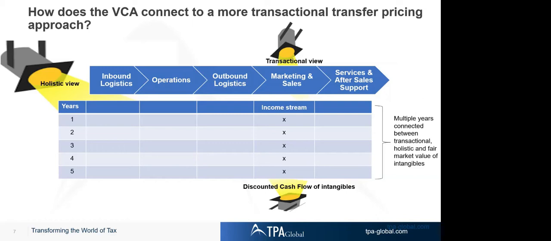So that is the holistic view in this picture. Occasionally you have, in this case, the marketing and sales activity, if that is a brand related activity, generating an income stream of X for 5 years time, then you can apply a discounted cash flow on that and come to the value of the brand. If the value of the brand is higher than, for example, the market cap of that company, you would really have to worry about the correctness of your allocation. So this is trying to pull it all together, transactional view, holistic view, which is the VCA, and specifically this discounted cash flow on the example of the brand. We move to the next picture.